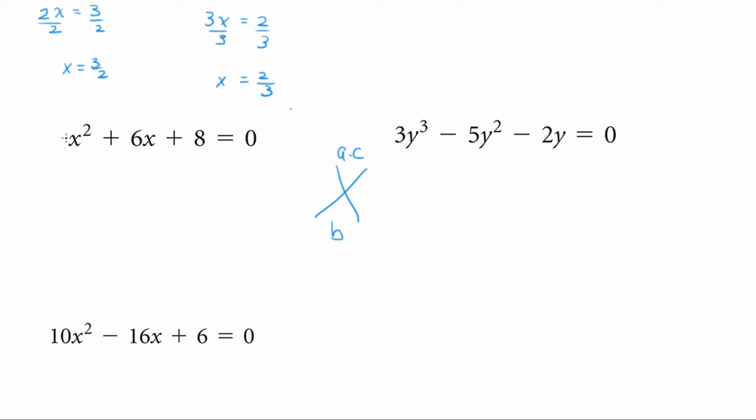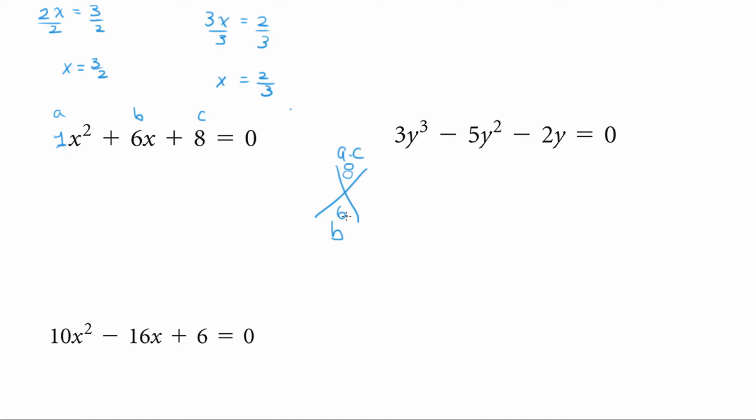So a is the number in front of x squared. Now, if there's no number, you have to assume it is 1. So here, a is 1. C is the last number, in this case 8. And b is the number multiplying x. So 1 times 8 is 8. And b is 6. So the question is, what two factors of positive 8, when you add them together, give you positive 6?